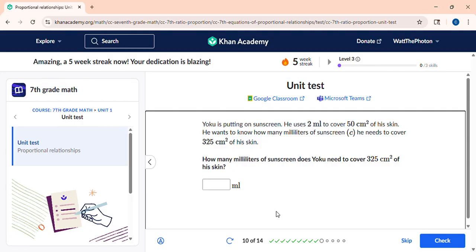Okay. So if we have 50 divided by 2, that's 25. So that's going to be how many centimeters he needs for 1 milliliter. And if we get 325 divided by 25, that'll be 13. Yeah, 13. And 13 is going to be the amount of milliliters he needs for 325 centimeters.